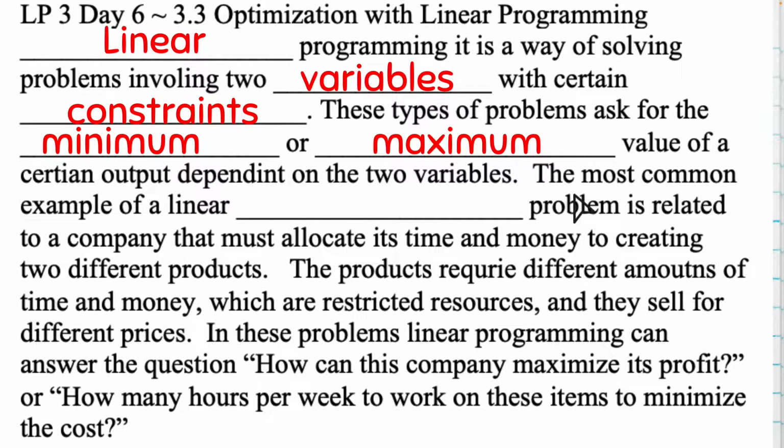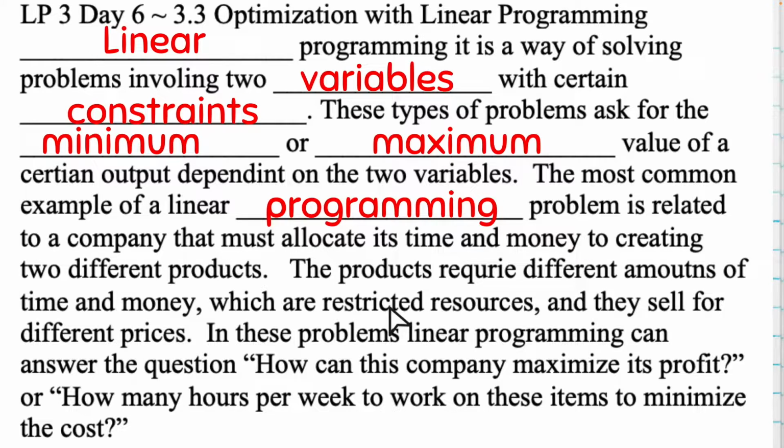Depending on the two variables. I need to fix that typo there. So the most common example of linear programming is related to a company that must allocate its time to creating two different products. The products require different amounts of time and money, which are restricted resources, right? That makes sense. Hopefully time and money usually are very restricted.